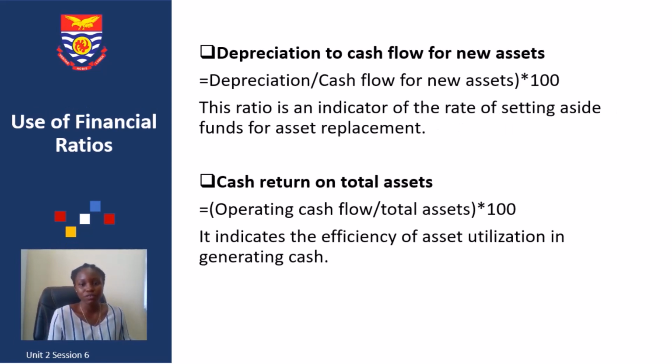Depreciation to cash flow for new assets is depreciation divided by cash flow for new assets times 100, and this ratio indicates the rate at which the business sets aside funds for replacing assets.